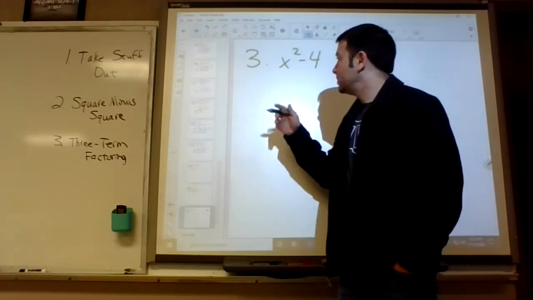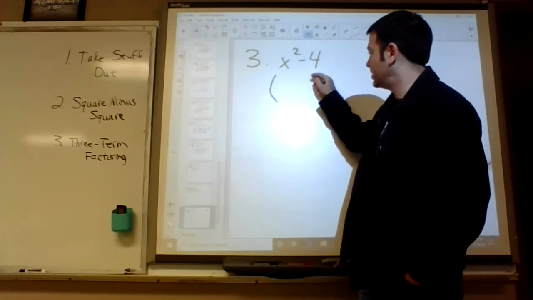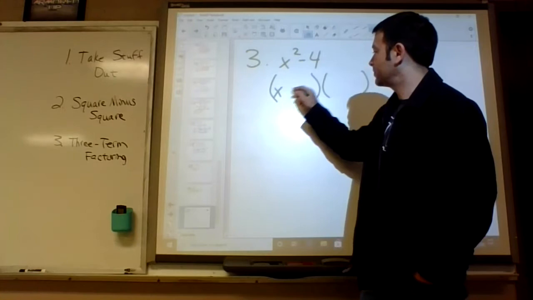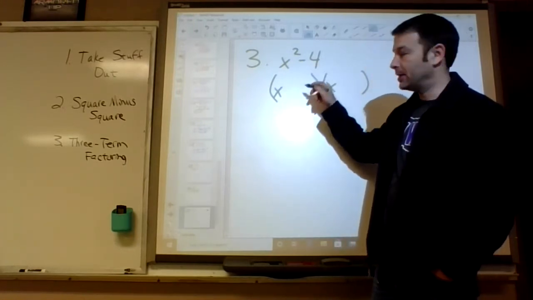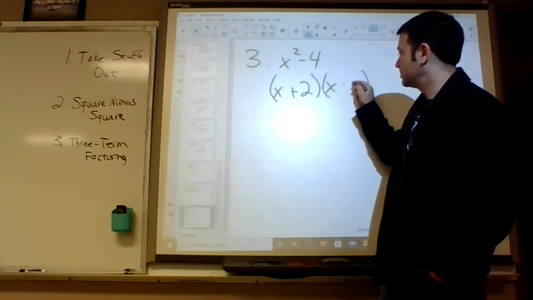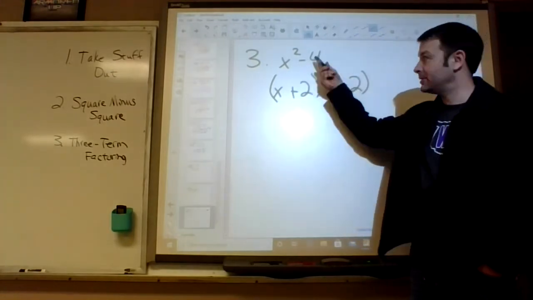Anyway, what are the roots of these? What times what equals this? X and x. That goes in the front. What goes into negative 4? 2 times negative 2. That goes in the back. Okay, if you want to check it, you could FOIL that and see if you get that.